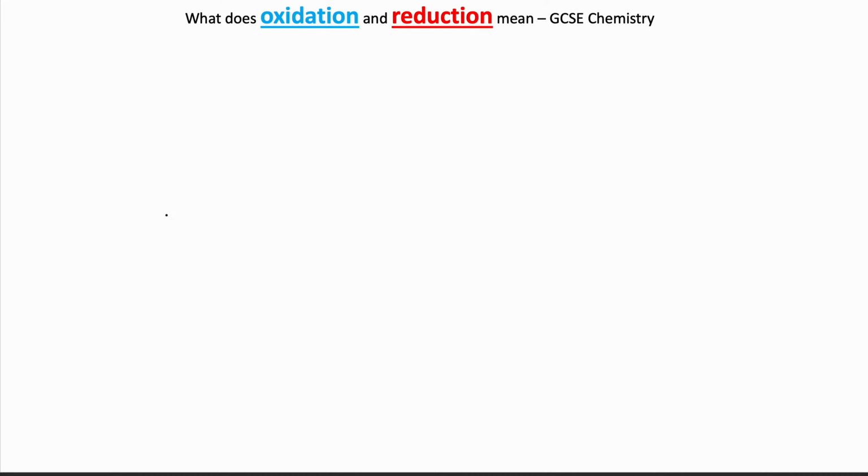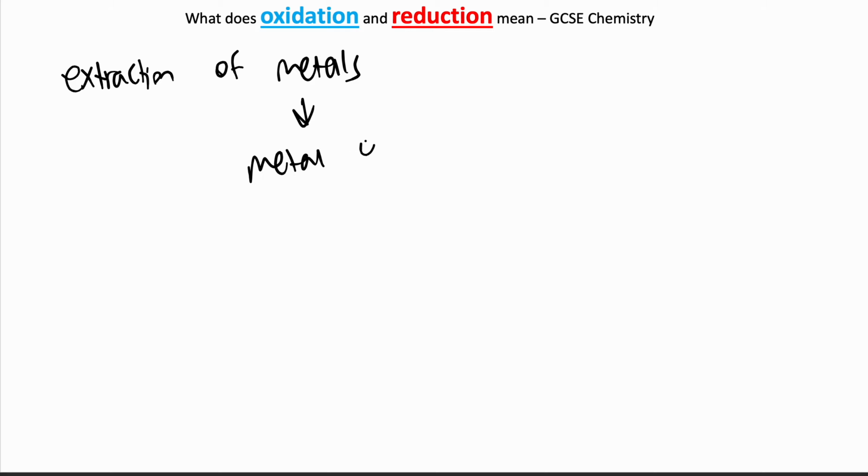Look at what oxidation and reduction means. Typically, we use this term when we're talking about the extraction of metals. So when you have metals, we typically just find metals as metal oxides. This basically means that the metal has reacted with oxygen in the atmosphere.